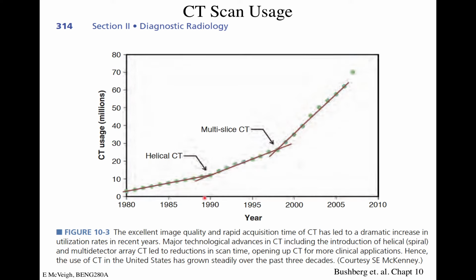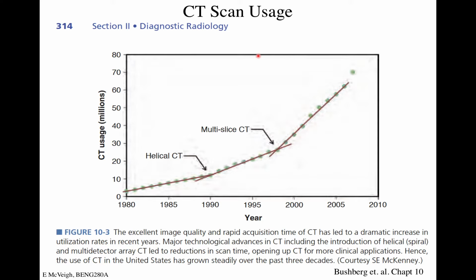So this is the history of CT scanning from the early 80s. Remember, Hounsfield did it in 72 over here, right? And then by the end of the 70s and the early 80s, we had clinical machines that were pretty widely available. But you can see the usage was in the low millions of scans a year. And then over the decades, and this is only going up to 2007 or 2008, you can see the number of CT scans done in the United States getting close to 100 million. It's over 100 million now.